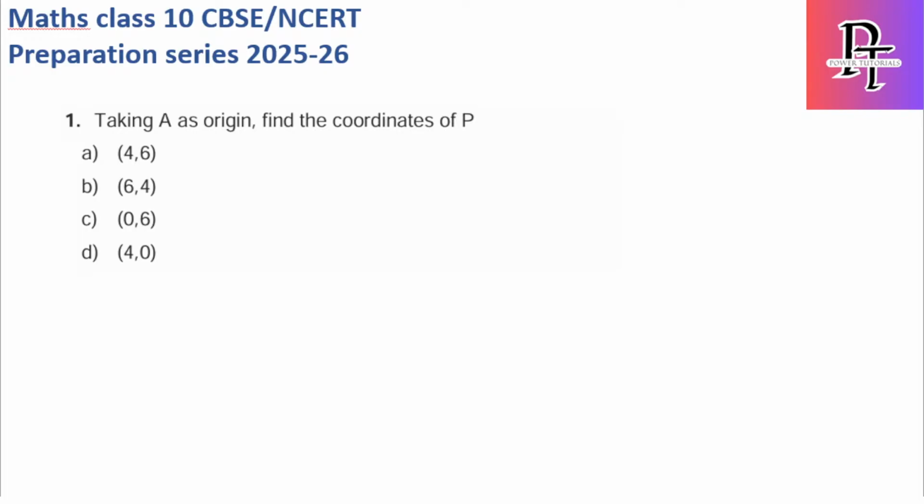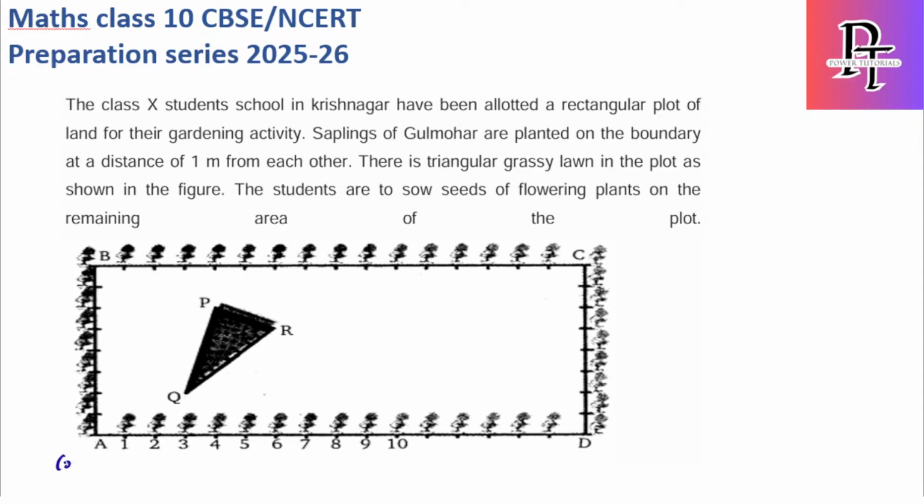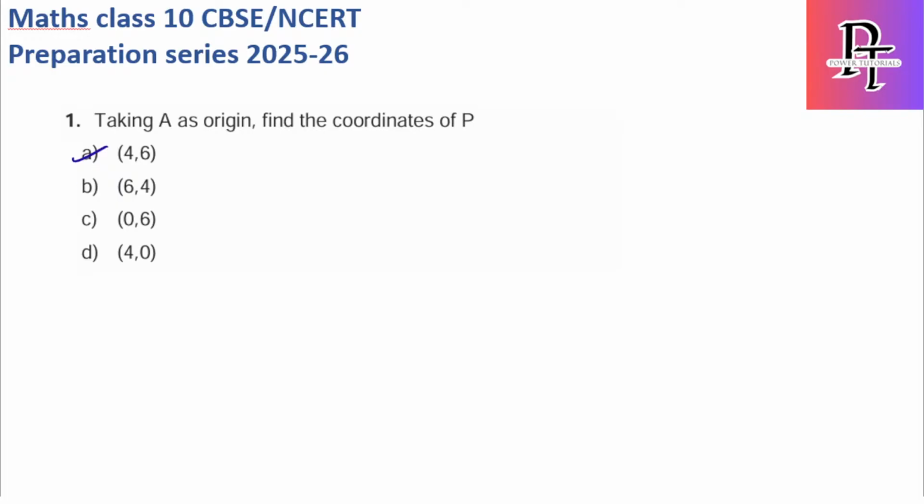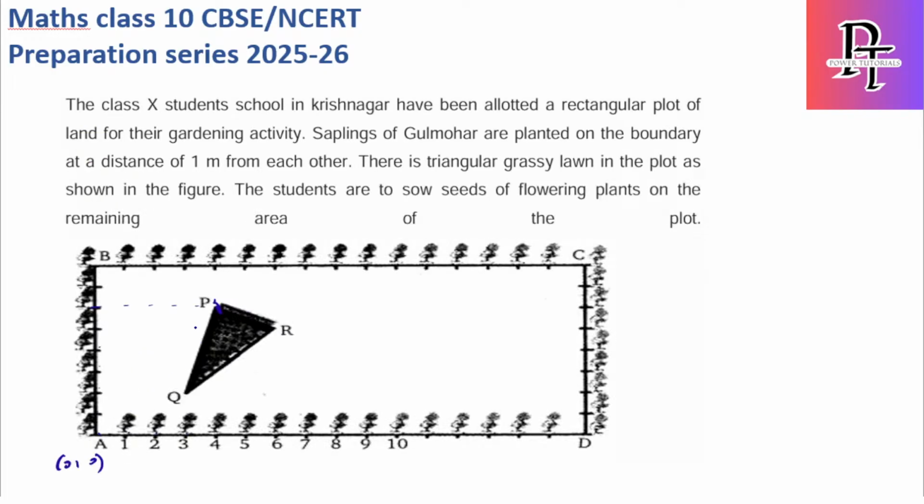Taking A as origin, find the coordinates of P. So taking A as origin means this will become (0, 0). They are asking for the coordinates of this point P here. So from here 1, 2, 3, 4, the fourth will be here, and what about this one? 1, 2, 3, 4, 5, 6. So the P point is (4, 6), which is the right answer. How, I will tell you again. The P point is here. If you go down, it is touching at 4. But if you go horizontally, it is touching at this point. From here, if I write 1, 2, 3, 4, 5, this becomes 6. So the P point is (4, 6).